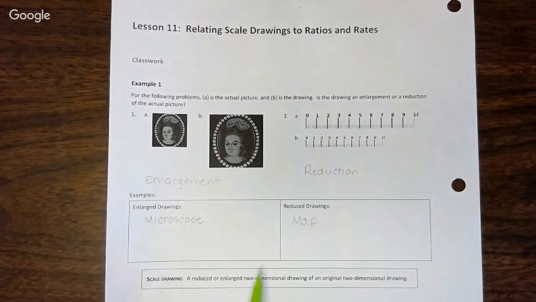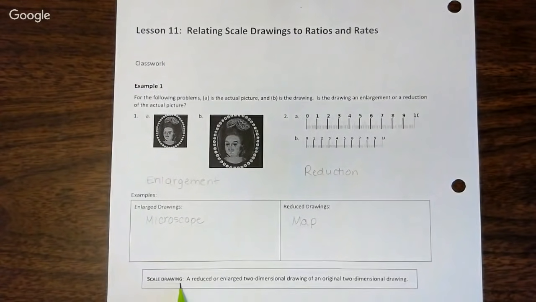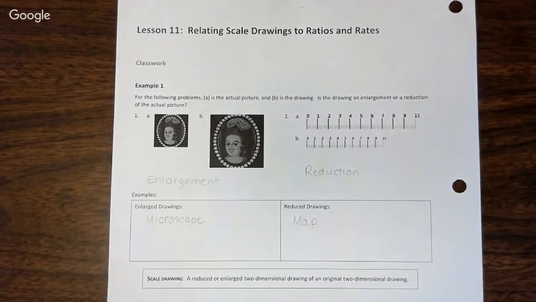Now, both of these are called a scale drawing, which is when you take a picture and you either reduce it or enlarge it so that it can fit on a paper and it's easy to work with. Example number 2 is on the next page.